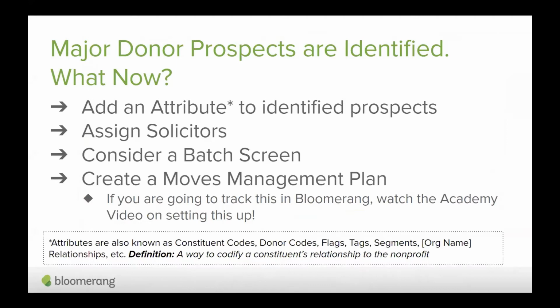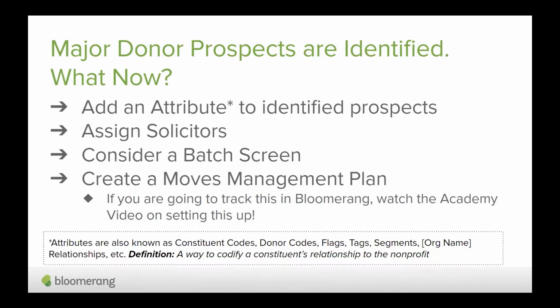So the first thing is adding an attribute to your identified prospects. I know I've asterisked this here, but I really, really need to make this clear. Attributes are basically just a way to codify a constituent's relationship with your nonprofit. So you can call it whatever you want to call it. I have a whole list down here of different things that people have called it. I've seen more than this, but this is just a place to start.